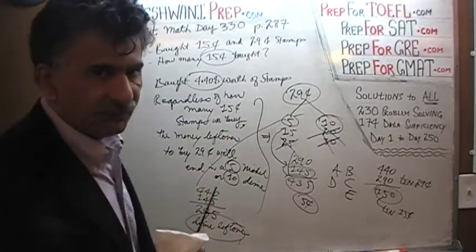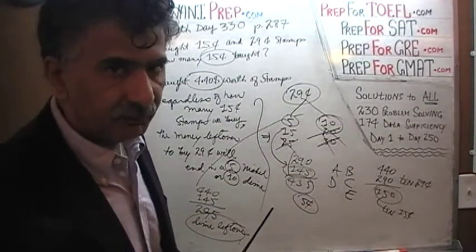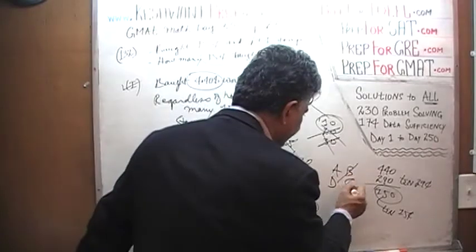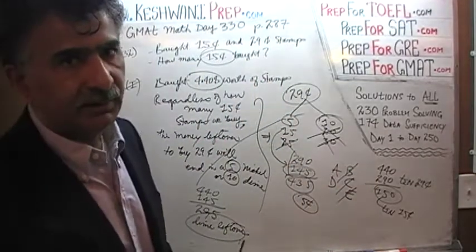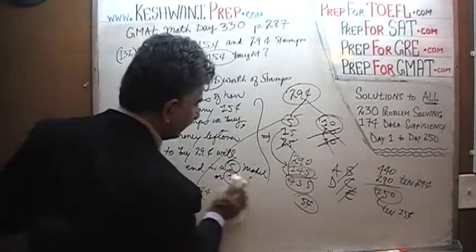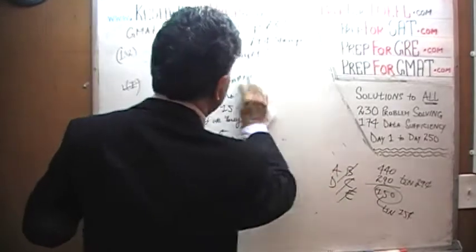A, D, B, C, E. Now that we established that the first statement by itself is enough, we know now that the answer cannot be B, C, or E. It will have to be either A or D. Let's look at the second statement.